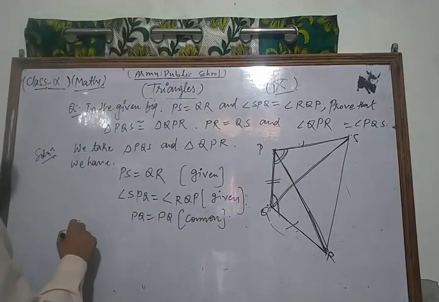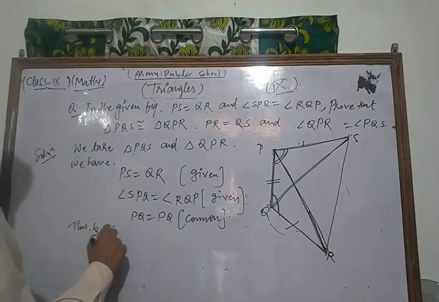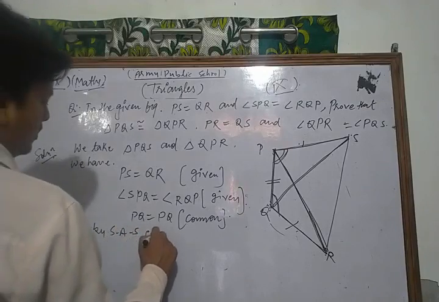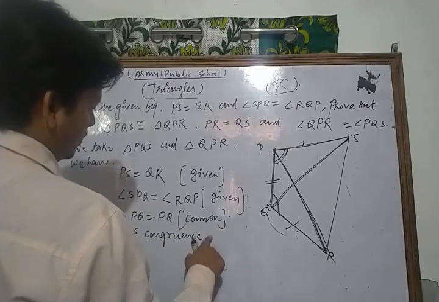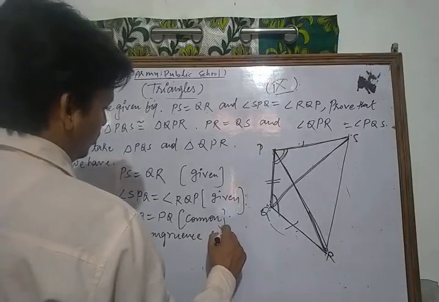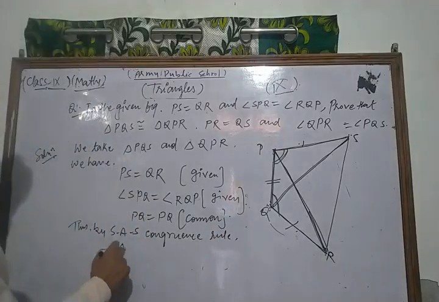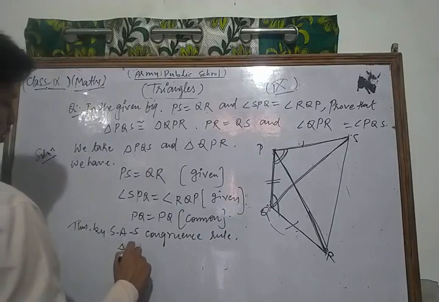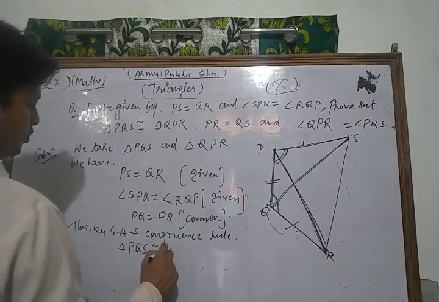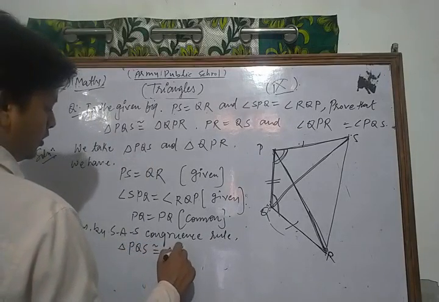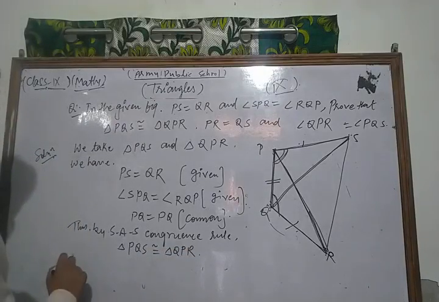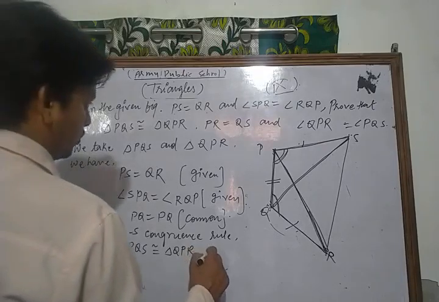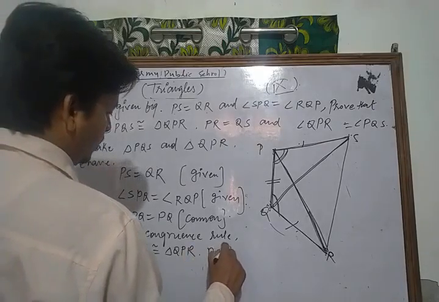Thus, by the SAS congruence rule, triangle PQS is congruent to triangle QPR. Thus, by CPCT, the first part is proved. Okay, one result is proved.